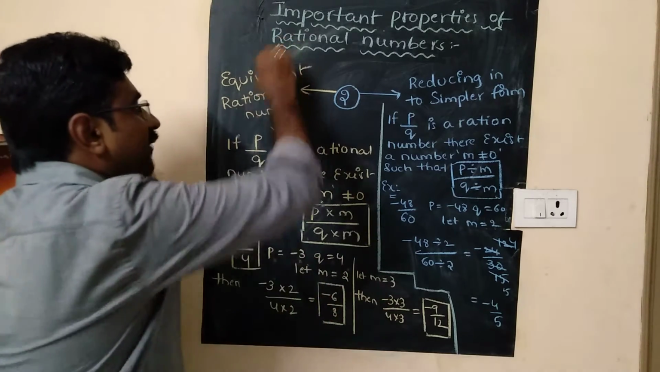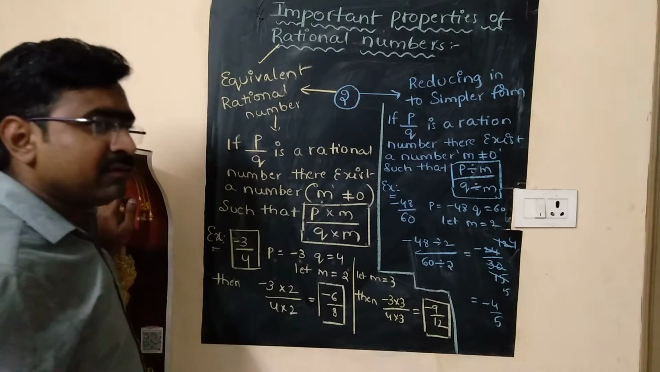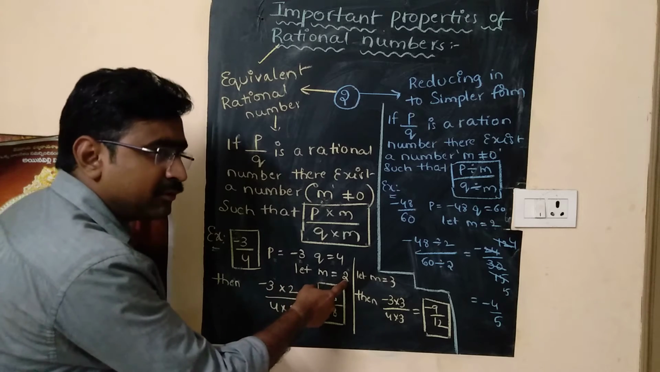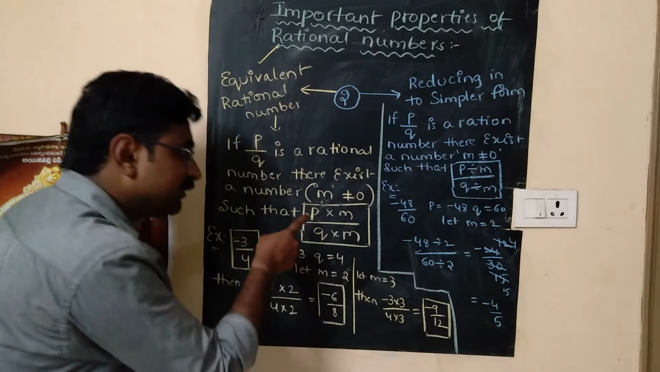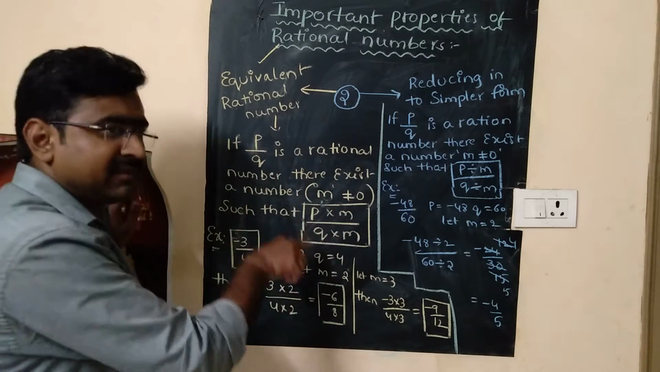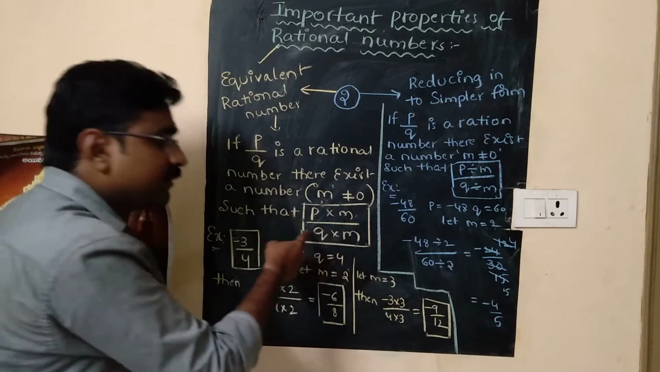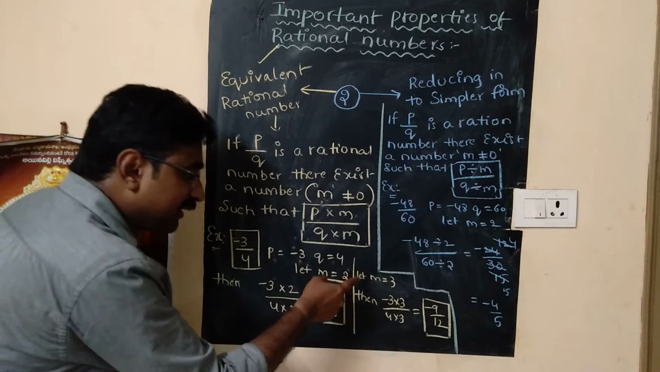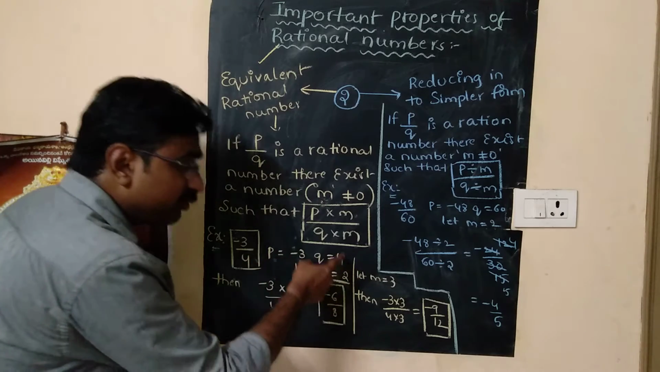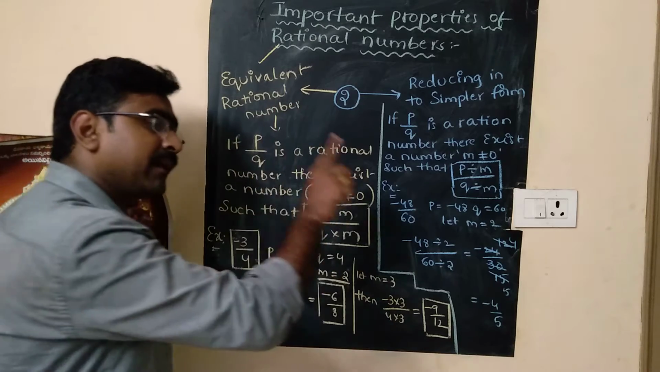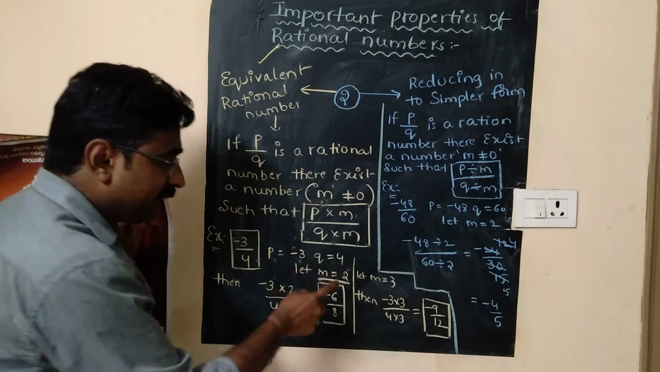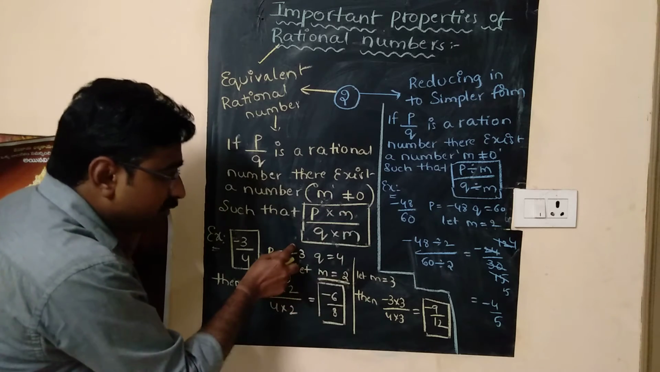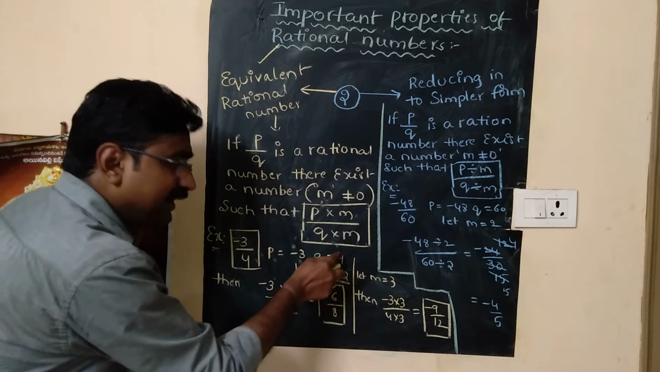According to the equivalent rational number, we are selecting any non-zero integer as m. Here I have taken m is equal to 2. This m should be multiplied with p and m should be multiplied with q, that is, m should be multiplied with the numerator and m with the denominator. What is the value of m? 2. So that 2 should be multiplied with p and that 2 with q. That is 2 into minus 3, minus 6, by 2 into 4, 8.